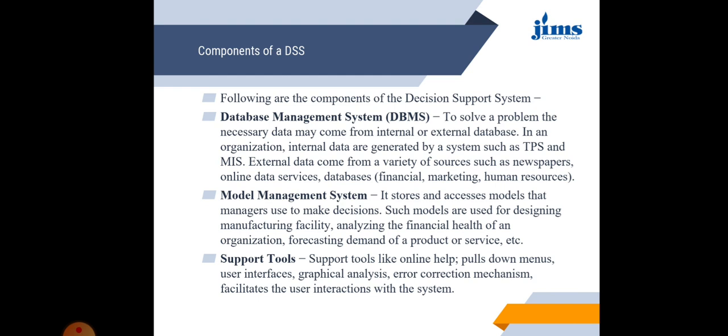Now coming to the components of a decision support system. The database management system is a component. To solve a problem, the necessary data may come from internal and external databases. In an organization, internal data is generated by systems such as TPS and MIS. External data comes from a variety of sources such as newspapers, online data services, and financial, marketing and human resources databases. So basically for a decision support system we need a database, and with the help of that database we can store information, and that information can be accessed by the decision support system to make a proper decision.